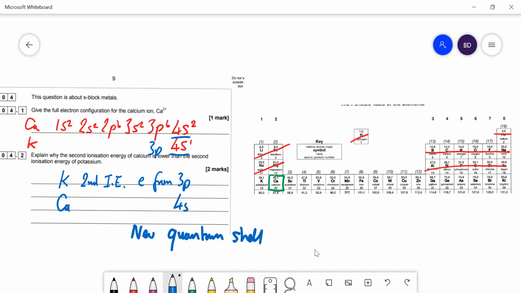Right, for 2 marks, I think you need to state the fact that one's coming from quantum shell 3, that's coming from quantum shell 2, and then for the second mark, you do need to mention the shielding. The shielding is lower, and it's probably also a good idea to mention that it is also closer to the nucleus. I'd mention all of that. It's only 2 marks there, but sometimes they might actually give 3 marks for that question.